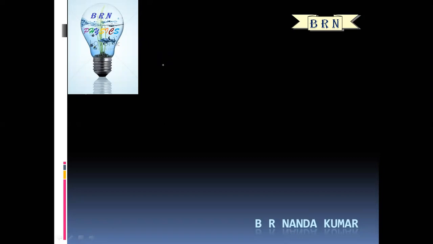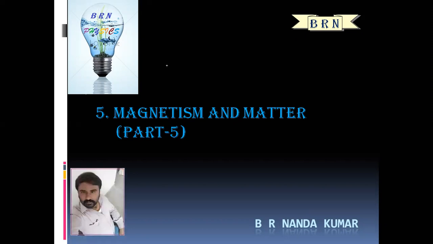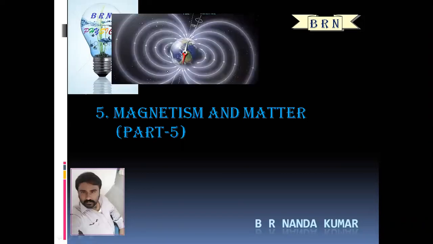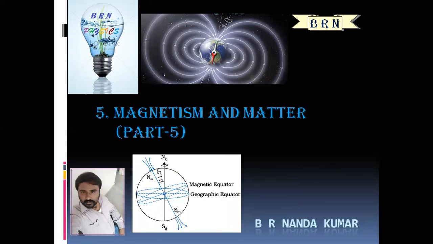In the previous class, we studied the derivation of the expression for the potential energy of a magnetic dipole in the presence of a uniform magnetic field, that is U is equal to minus m vector dot B vector. So this is magnetism and matter part 5. In this class, we are going to discuss a very interesting topic, that is Earth's magnetic field, also called terrestrial magnetism. Okay, well, let's start today's class.